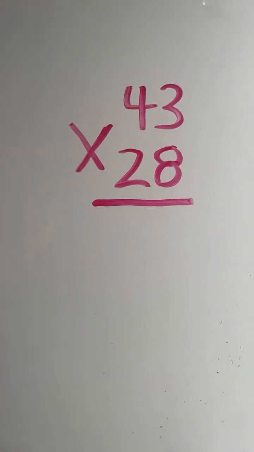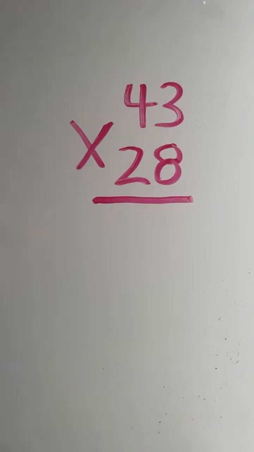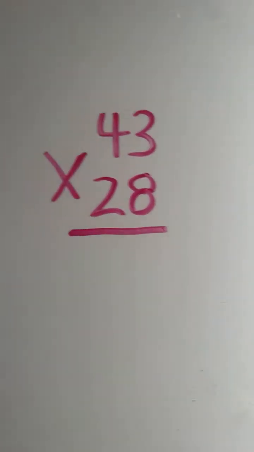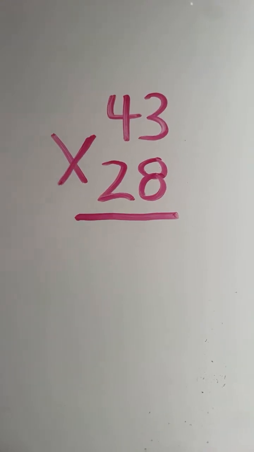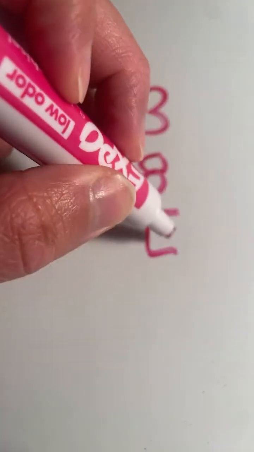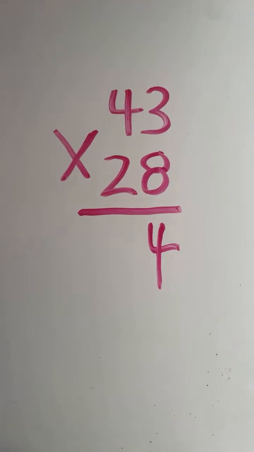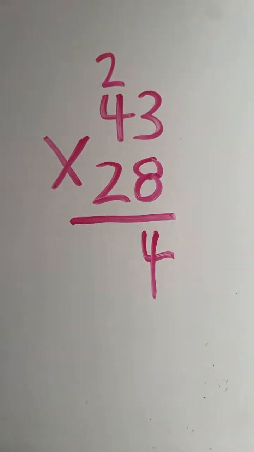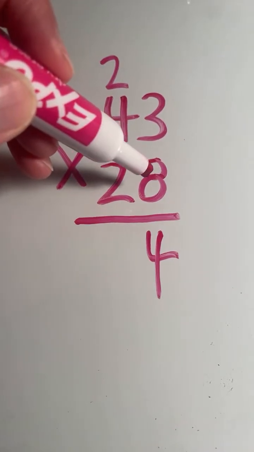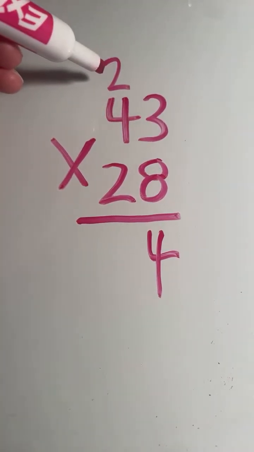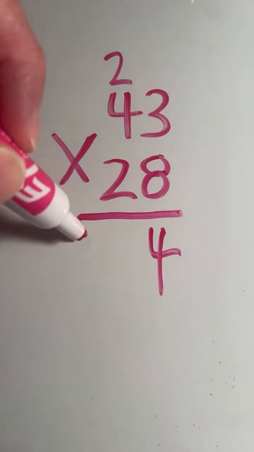All right, 43 times 28. So we are starting in the ones place. 3 times 8 equals 24. We have to regroup because our product is more than 10. So the 4 in 24 goes in the ones place. The 2 in 24 gets carried over to the tens place. 4 times 8 equals 32. We have to add the 2 that we carried over. 32 plus 2 is 34.